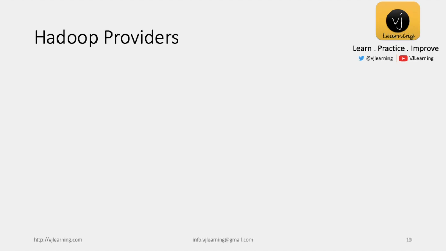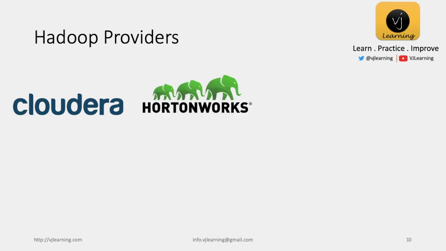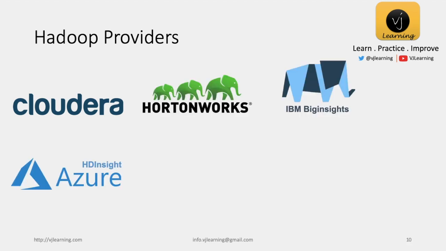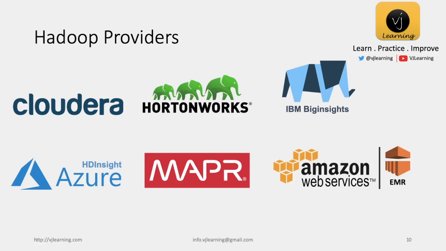What are the popular Hadoop distributors in the market? There are six of them: Cloudera, Hortonworks, BigInsights, Azure HDInsight, MapR, and EMR from Amazon. All these vendors have the basic Apache Hadoop in their distribution, and they have written their own custom code on top of it to improve things or help do things better.